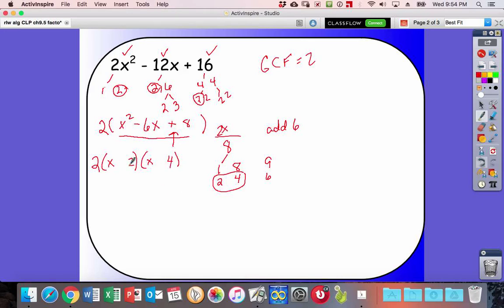But now I need to know my signs. If the second sign is a plus, it's got to be plus, plus, or negative, negative to get a plus 8. And I look at the first sign. The first sign is negative, so it's got to be negative, negative. And that is my answer if I factor it. Okay, let's try another one.